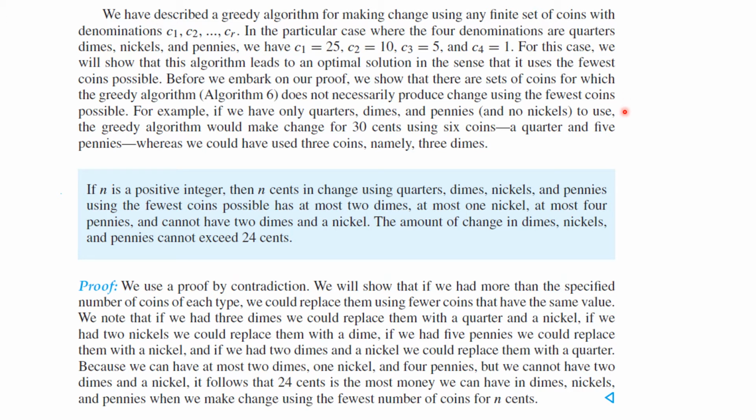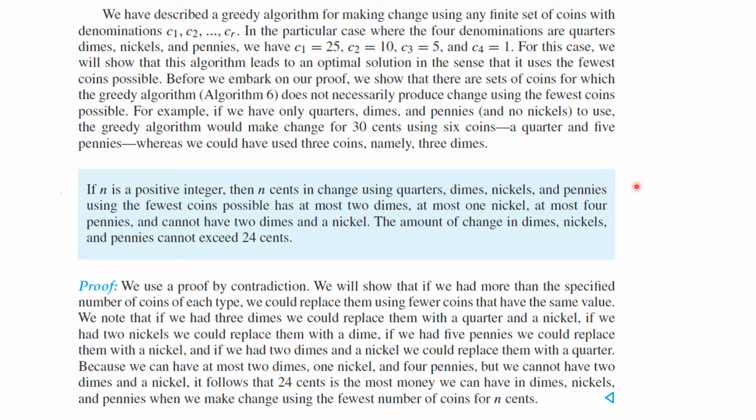For example, if we only have quarters, dimes, and pennies, and no nickels, the greedy algorithm that would make change for 30 cents would use 6 coins, a quarter and 5 pennies. But we could have used 3 coins, namely 3 dimes. So you see, instead of using 6, we could have used 3. So it does depend on what kind of coins you have to make change.